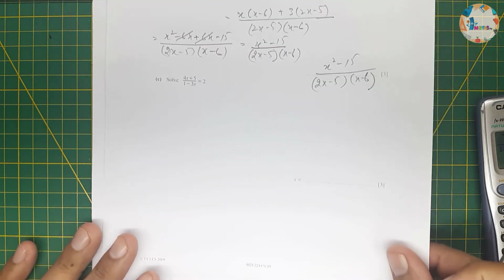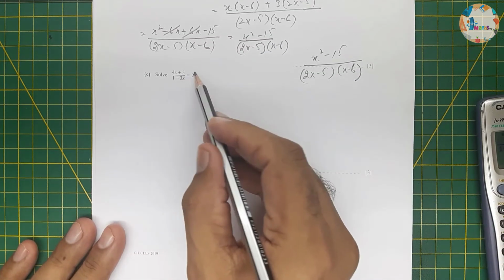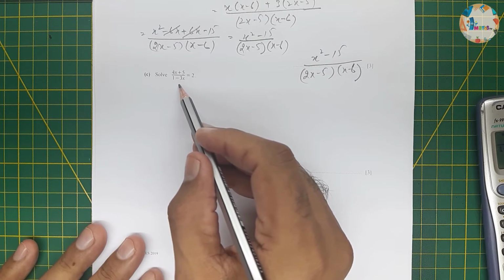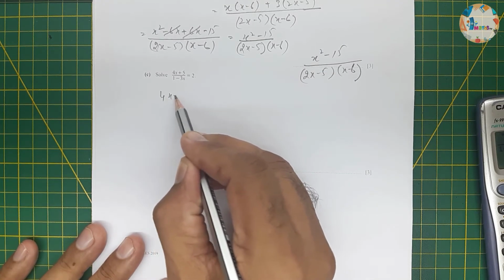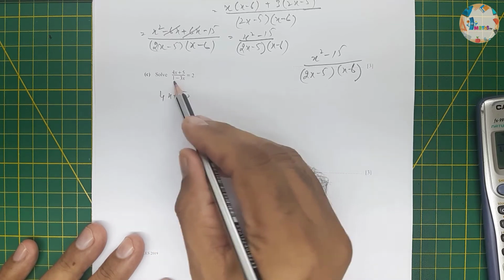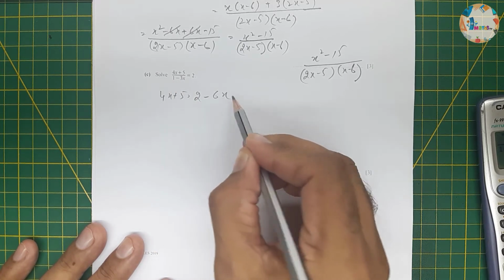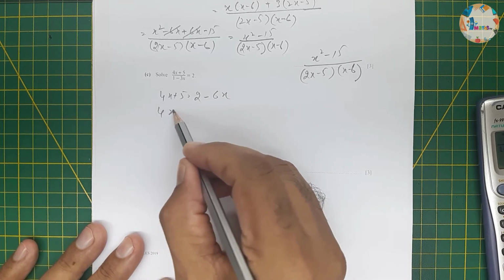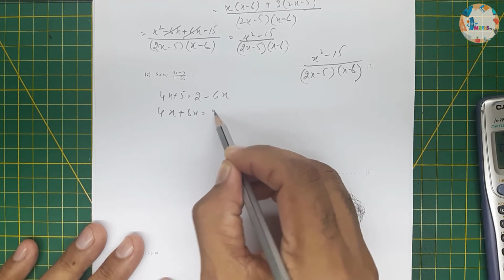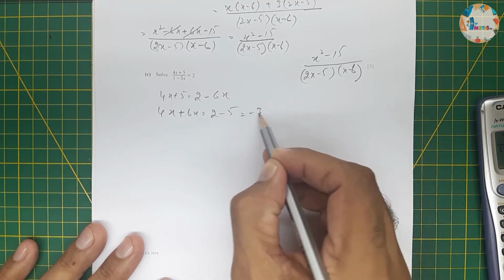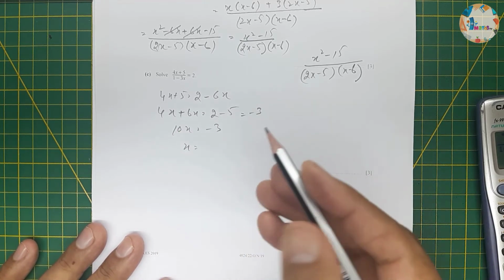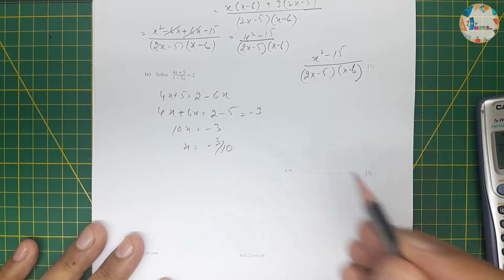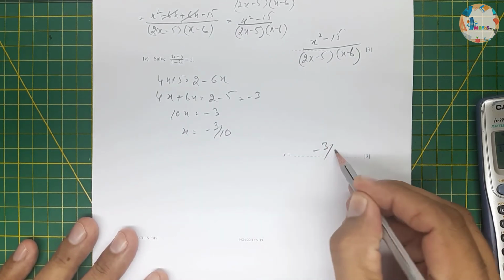Then C part, this equation is given. We have to solve this one and find the value of x. So we will cross multiply. 4x plus 5 is equal to this into this will be 2 minus 6x, and 6x we can shift to this side. So 4x plus 6x is equal to 2 minus 5, which is equal to minus 3. So this will be 10x is equal to minus 3. x is equal to minus 3 over 10, and this will be our final answer.